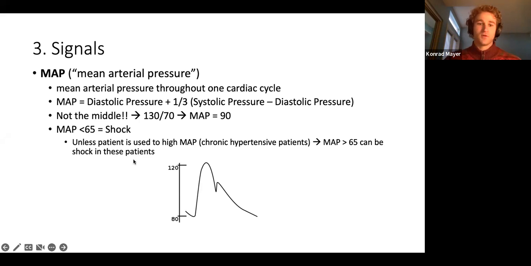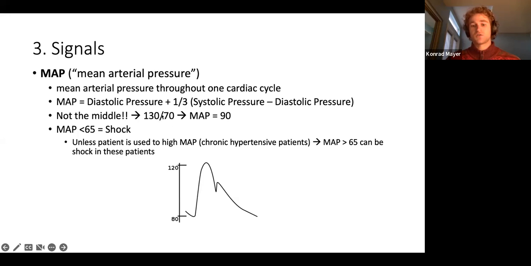So the estimate formula for the mean arterial pressure is the diastolic pressure, which is down here in my example, 70, plus 1/3 of the systolic pressure minus the diastolic pressure. So the systolic pressure minus the diastolic pressure in this example is 60.